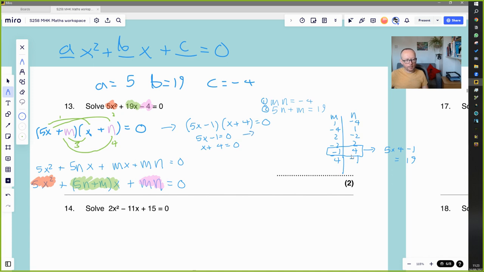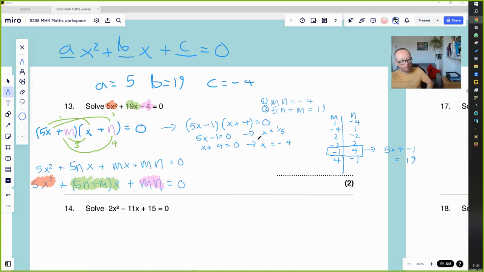Rearranging that, let's do this bit a little bit quicker. 5x is equal to 1, divide both sides by 5, so x is equal to 1/5, or x is equal to -4. And hopefully when we put those back into the formula, we should get that answer. When we run that through the equation, in both situations, whether x is 1/5 or x is -4, you get the whole lot equal to 0. So we've solved the equation.